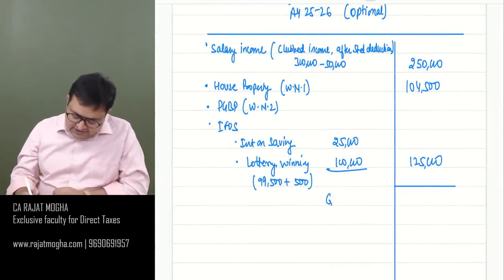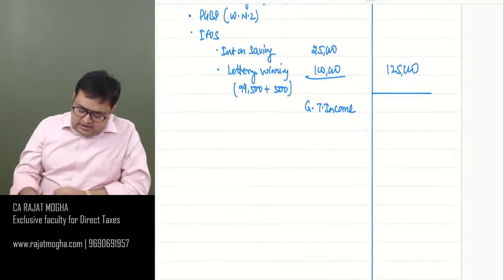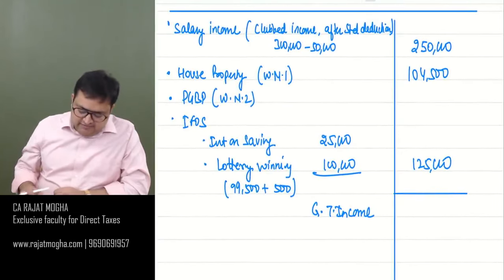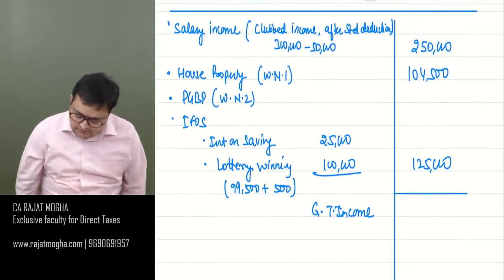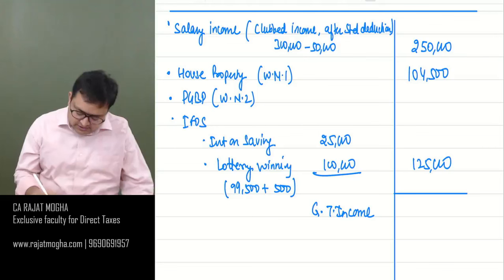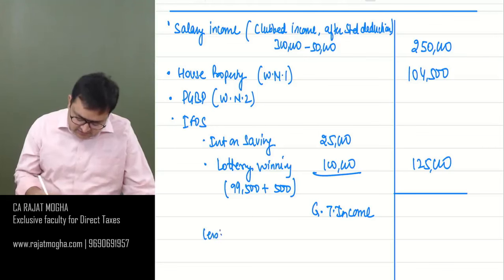So this is my GTI. From gross total income, I believe everybody has done till here. PGBP we will calculate. Now from gross total income, we have less chapter 6A deductions.